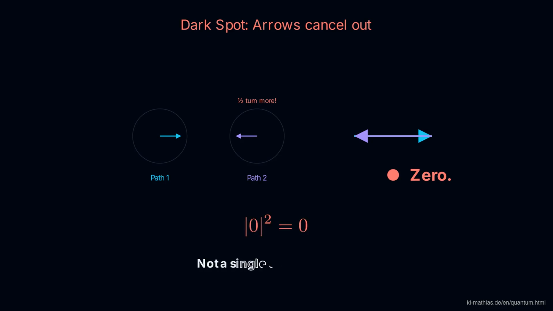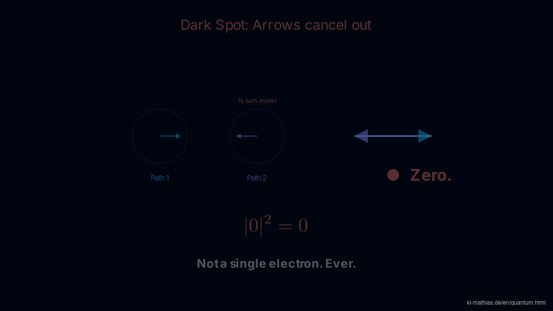Zero squared is zero. Not small, not unlikely. Mathematically exactly zero. Not a single electron ever arrives here. Because the amplitude is zero before the electron even makes up its mind. And that's the difference. Classically, you calculate with probabilities, positive numbers that can never cancel out.